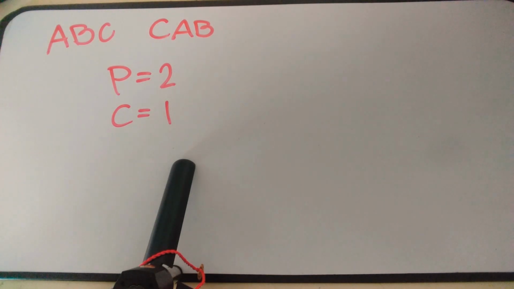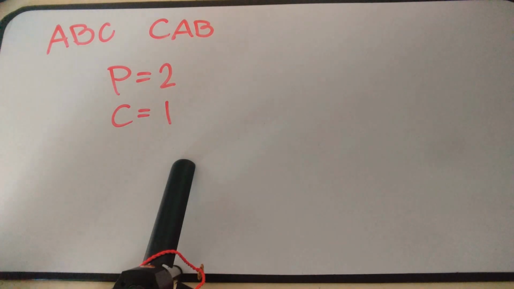So just make sure you understand that for permutation, the order matters. The way you arrange it matters. And for combination, the order doesn't matter. You just want to combine things. So if you have ABC and CAB, you still have the same three letters combined in a group. So for a combination, they're the same.